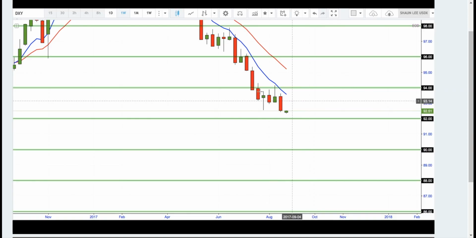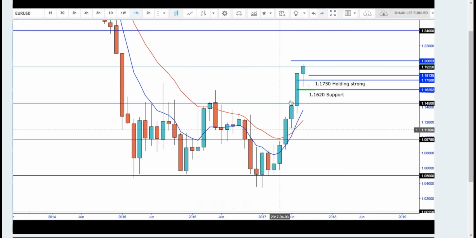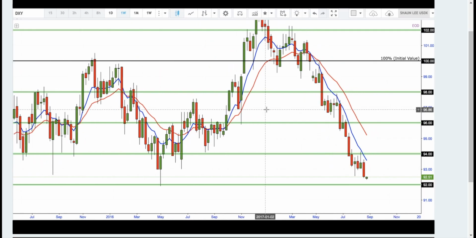So we use this the same. This, to me, I do see this 92 breaking and going to 90, maybe even 88, to be honest. But because it's down 7.5% from its initial value since April, Euro USD has come all the way back up as well. So we can see a continuation move on the dollar index.